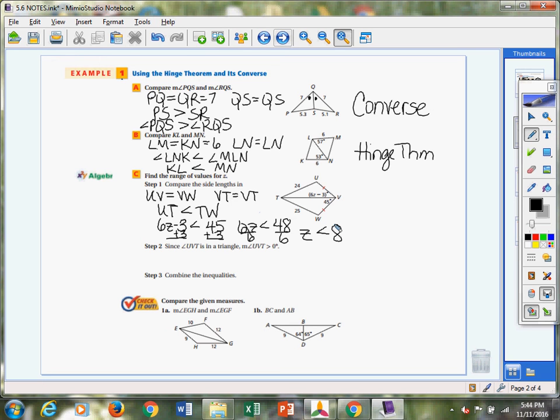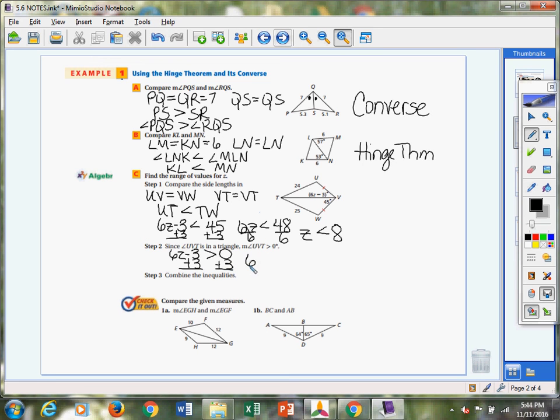Now, since angle UVT is in a triangle, the measure of UVT has to be bigger than 0 degrees. So I hope that makes sense. It can't be 0 degrees. It has to actually be bigger than 0 degrees. So we know that 6Z minus 3 has to be bigger than 0. Has to be. So this is what's going to help us find the other end of that spectrum to figure out what is the range of possibilities here.